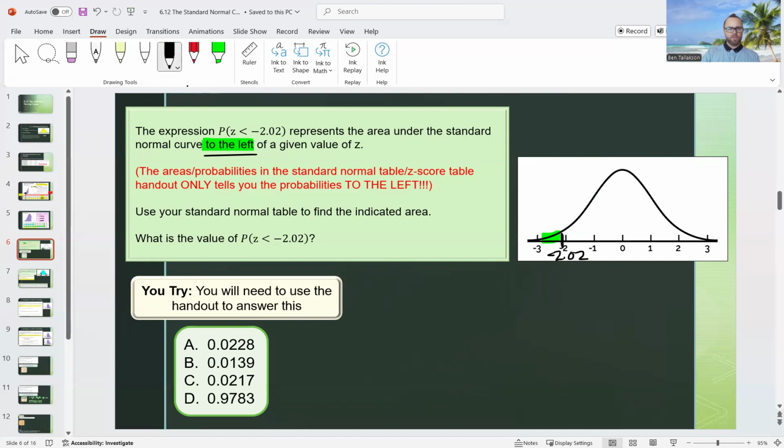Okay, hopefully you found the answer to be C. And that also makes sense because that is a very small probability. As a percent, that would be 2.17%. And that's true. That makes up a very, very small portion of the entire area under the curve. Okay, so that's an example where we're asked to find the area to the left.